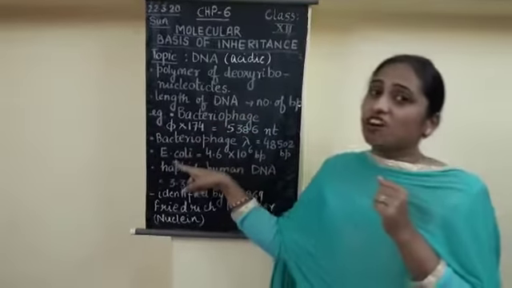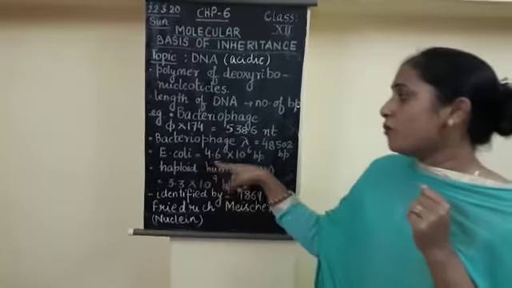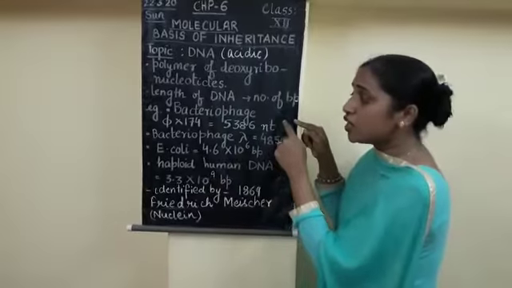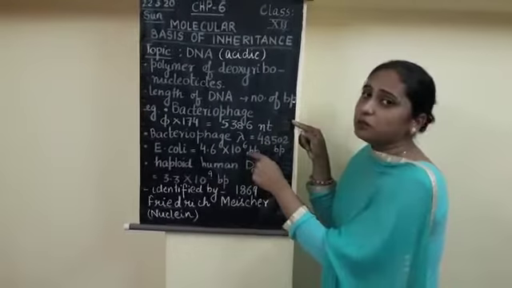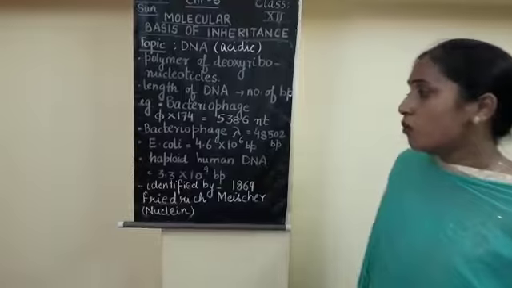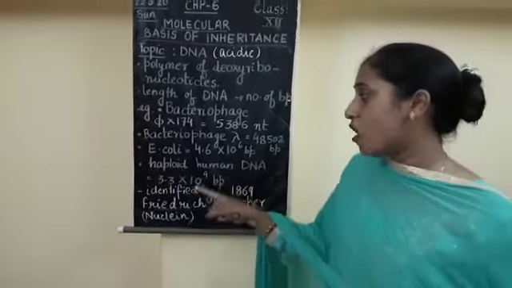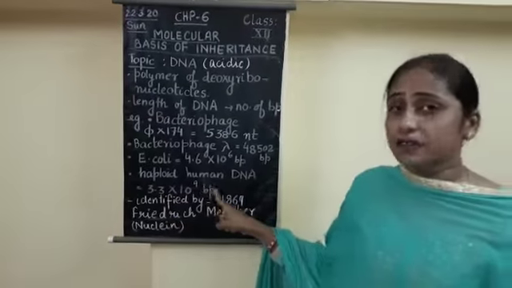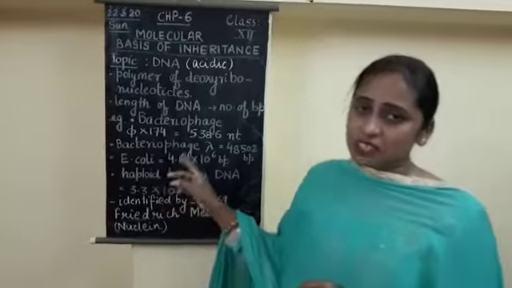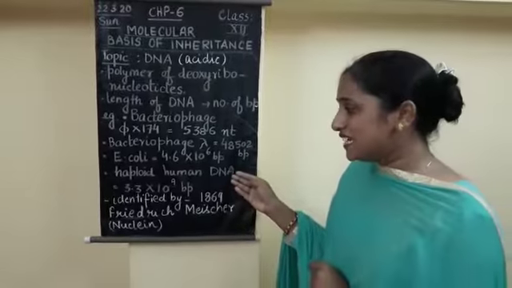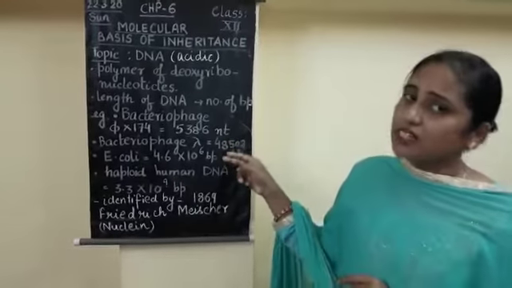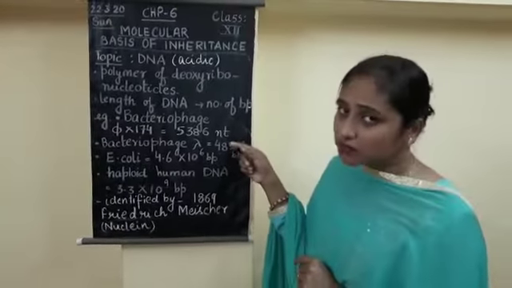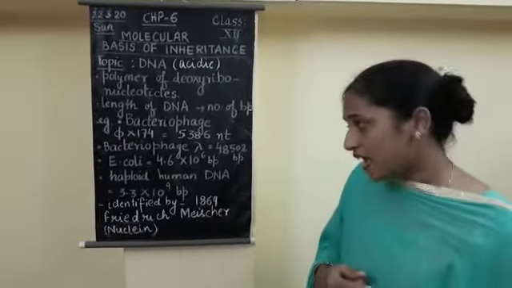The next example is Escherichia coli, which has 4.6 into 10 to the power 6 base pairs. So compared to the bacteriophage, E. coli has a greater amount of DNA. Another example is haploid human DNA, which has 3.3 into 10 to the power 9 base pairs. Haploid means a single set of chromosomes in human DNA. These values are given in your NCERT textbook and are very important, as they can be asked as 1 mark questions or in MCQs.